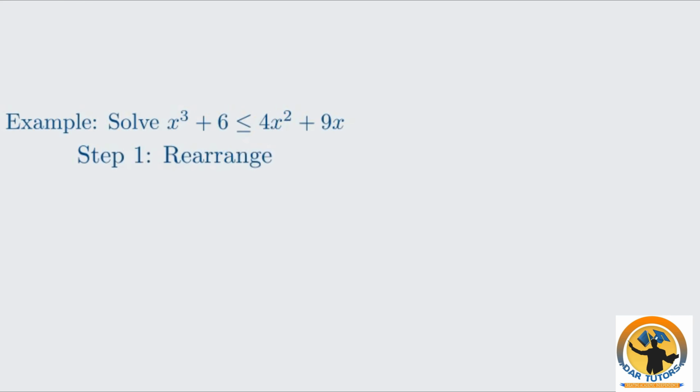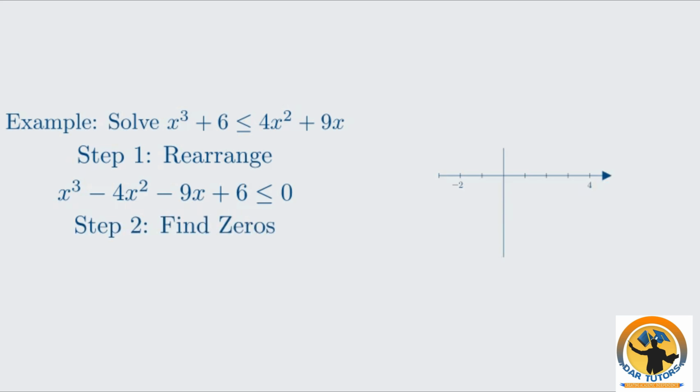Step 1. Rearrange. We move all terms to the left-hand side to get a polynomial inequality. This gives us x cubed minus 4x squared minus 9x plus 6 is less than or equal to 0. Step 2. Find the zeros of the polynomial p of x equals x cubed minus 4x squared minus 9x plus 6. We can use technology to find a rational zero.